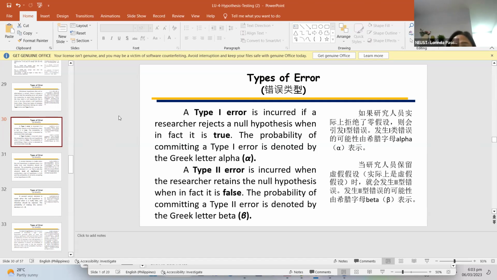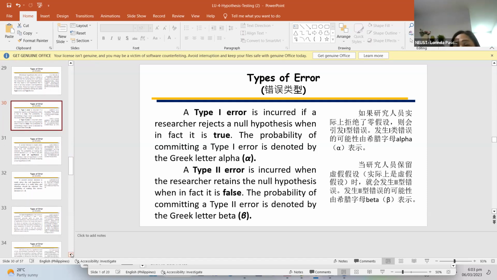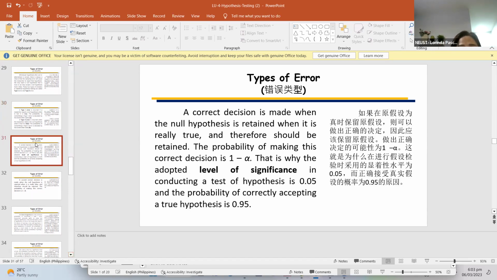So it is committed when the researcher rejects a null, pero dapat pala he should have retained the null and not rejected it. So that is alpha. And type 2 error is committed when the researcher retains the null, pero ang tamang decision pala is to reject the null, pero ni-retain mo. So the type of error is what we call type 2 error, which is denoted by beta. So para mas maintindihan niyo, let us have an illustration showing how a researcher or somebody commits this type of error, type 1 and type 2.